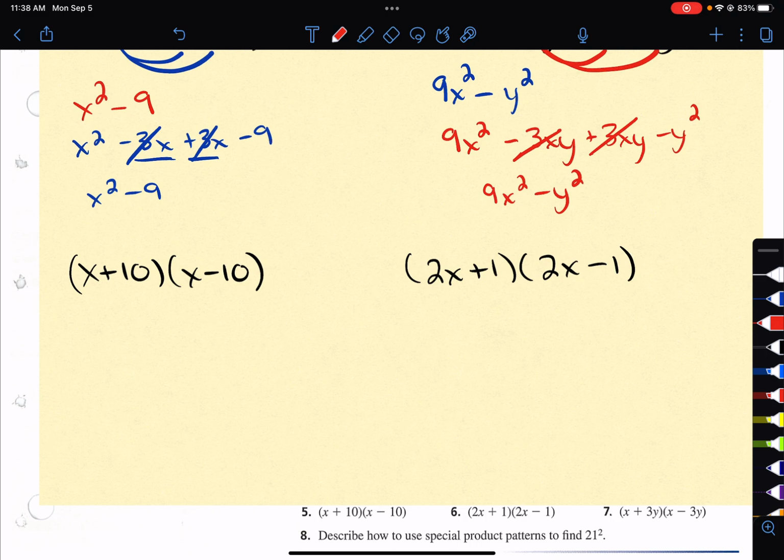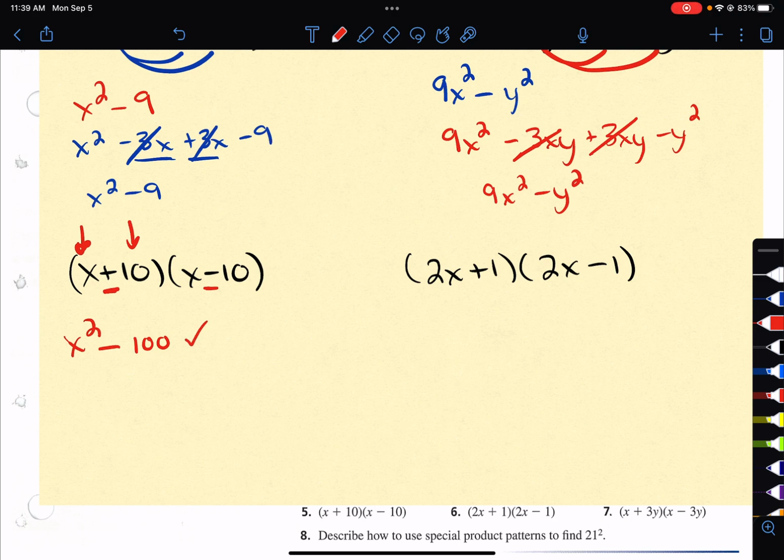Okay, shortcut. They're the same thing. This one has a plus, this one has a minus. So I'm going to use the shortcut. I'm going to square the first one, x squared, and I'm going to square the second one. 10 squared is 100, but it's going to be minus 100. If you got your answer the long way, it should be the same answer.